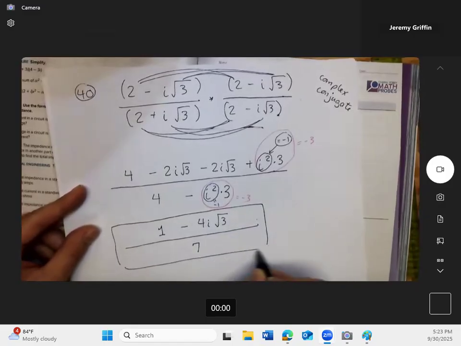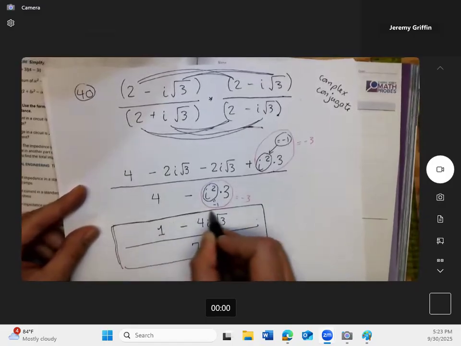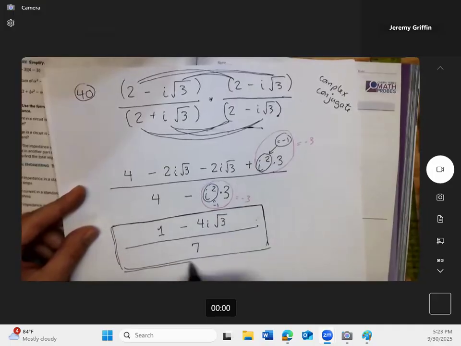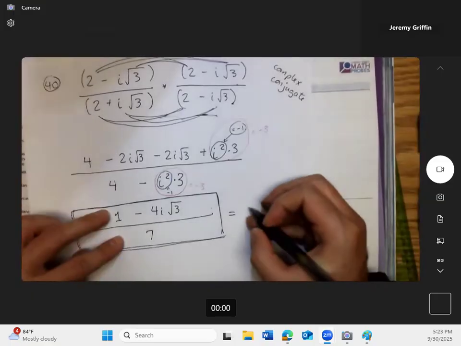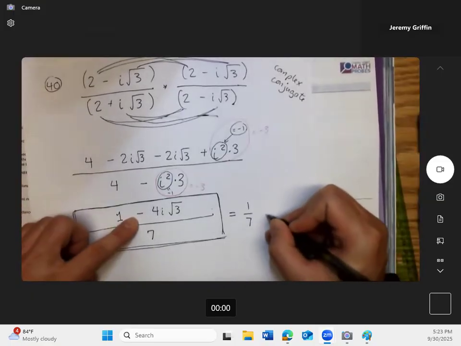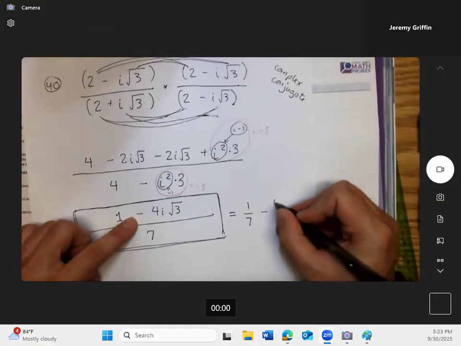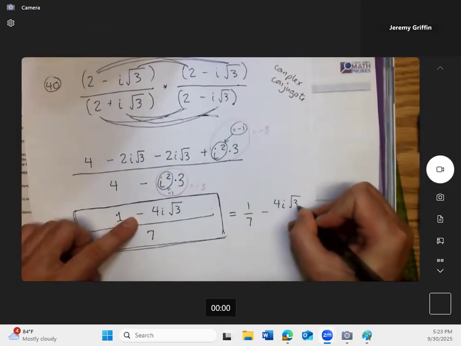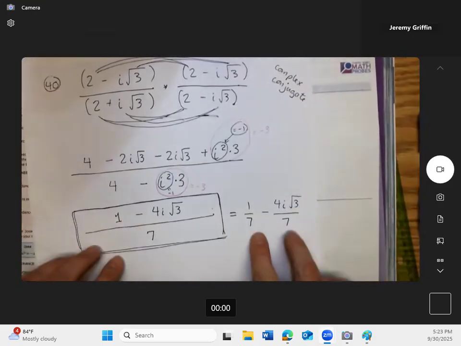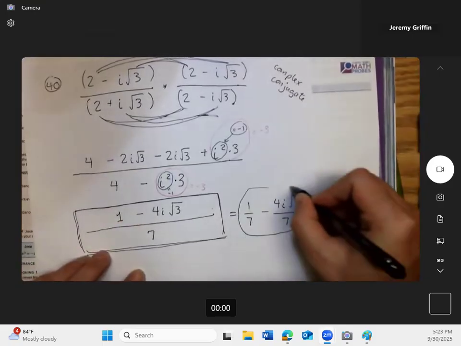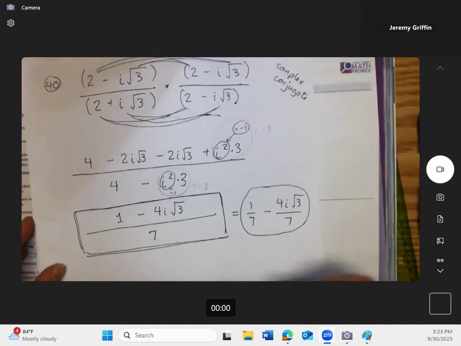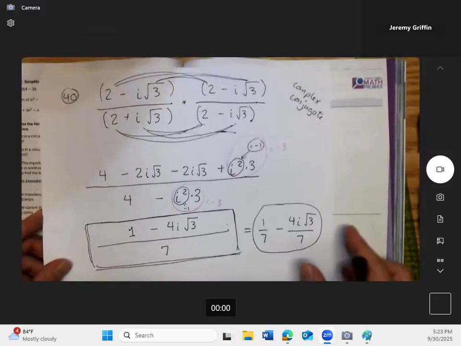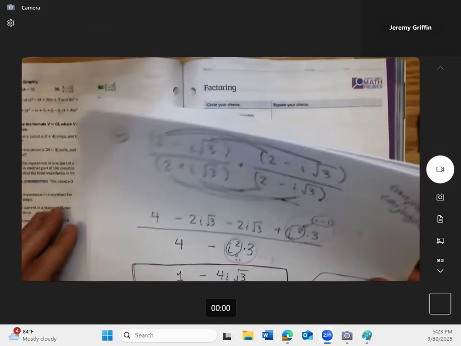Okay? So I bet this would be a perfectly valid answer right here. If you wanted to split that up into two separate fractions, you could also do that. I'll write it that way too, just in case you want to see it that way. So this is the same thing as 1/7 minus 4i root 3 over 7. So this and this are the same thing. If you want to write it this way, we both get you there. That's 40. Right, let's check out 44.